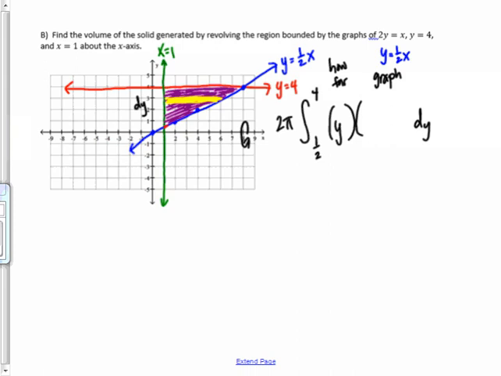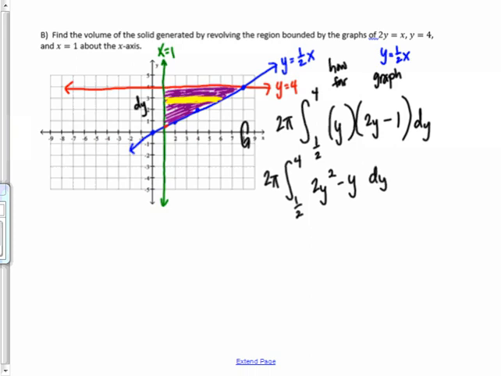So the right end, be careful that you don't put in that 1/2 x, because the dummy is a dy, only y's in there. So it would be 2y is the right end, minus the left end, which would just be a 1. Okay. So that's 2 pi integral from 1/2 to 4 of 2y squared minus y.